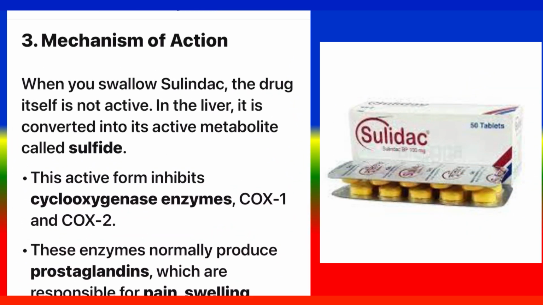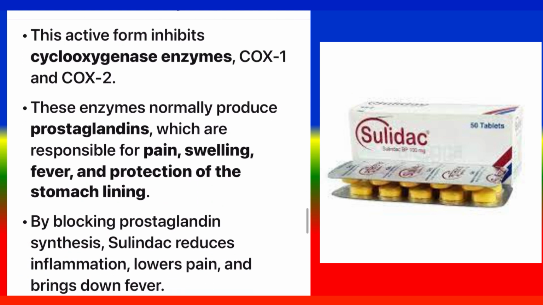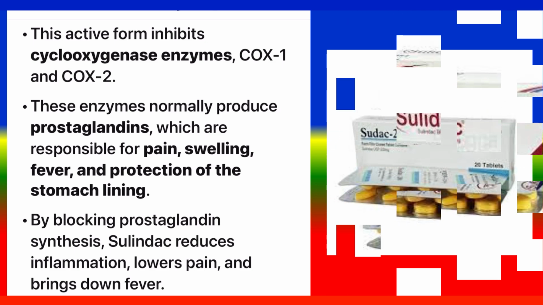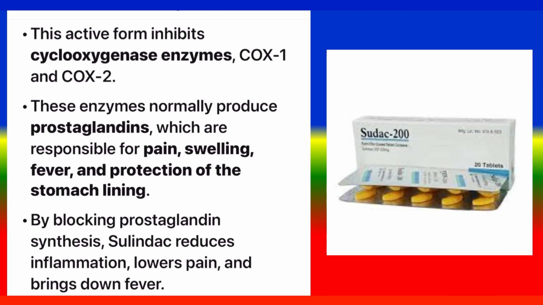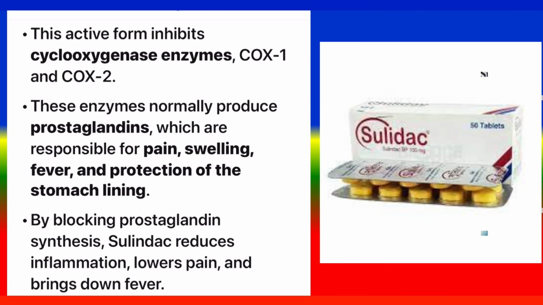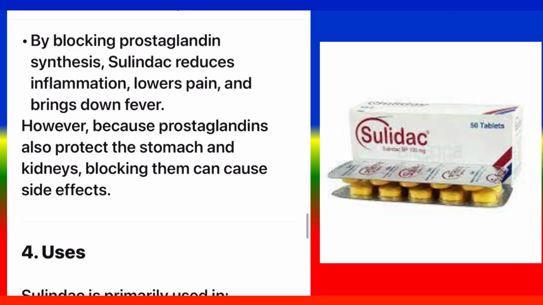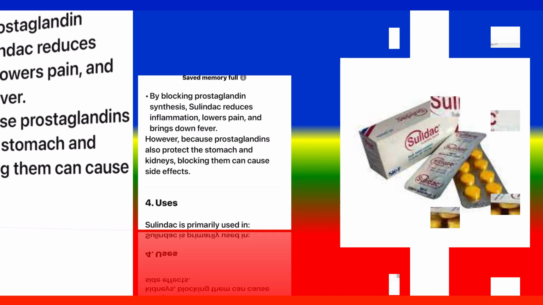3. Mechanism of action. When you swallow Sulindac, the drug itself is not active. In the liver, it is converted into its active metabolite called sulfide. This active form inhibits cyclooxygenase enzymes COX-1 and COX-2. These enzymes normally produce prostaglandins, which are responsible for pain, swelling, fever, and protection of the stomach lining. By blocking prostaglandin synthesis, Sulindac reduces inflammation, lowers pain, and brings down fever. However, because prostaglandins also protect the stomach and kidneys, blocking them can cause side effects.